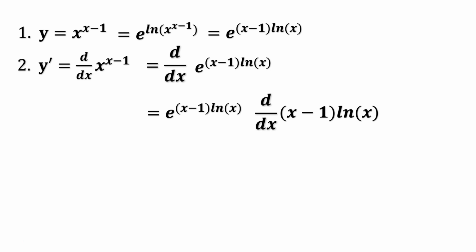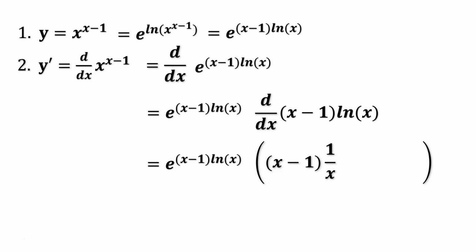Now, that first part, e to the x minus 1 times ln of x, can be copied straight down in that position. And then you just have to differentiate the product x minus 1 and ln x. So to do that, I'm going to use the product rule because x minus 1 is one function and ln of x is another function. So it's going to give me this. It's going to give me x minus 1 times 1 over x because that's the derivative of ln of x. And I'm going to add to it 1 times ln of x because that 1 that you see there is the derivative of x minus 1 with respect to x.